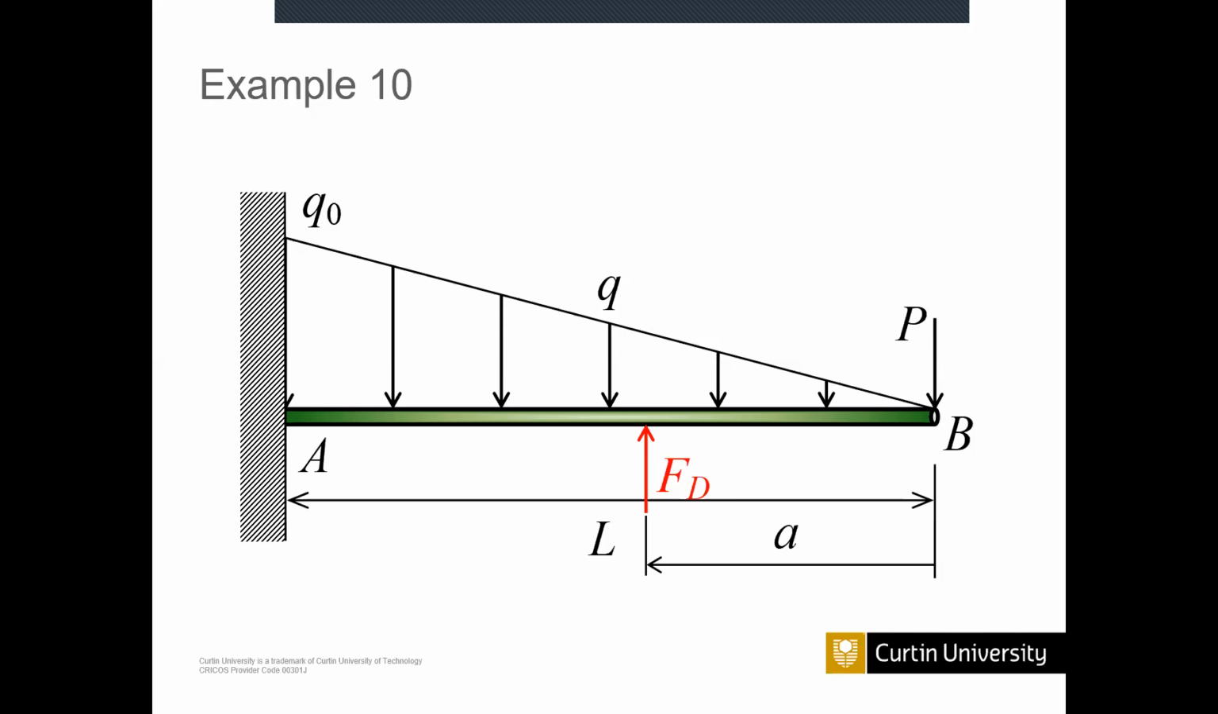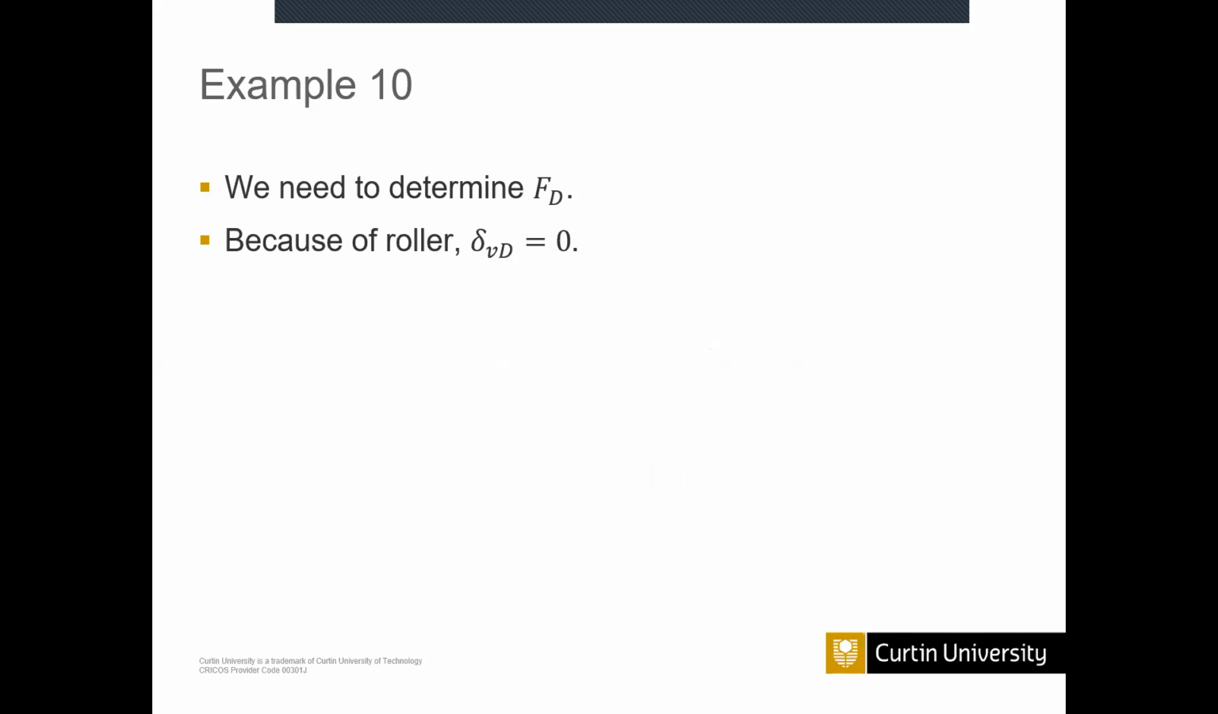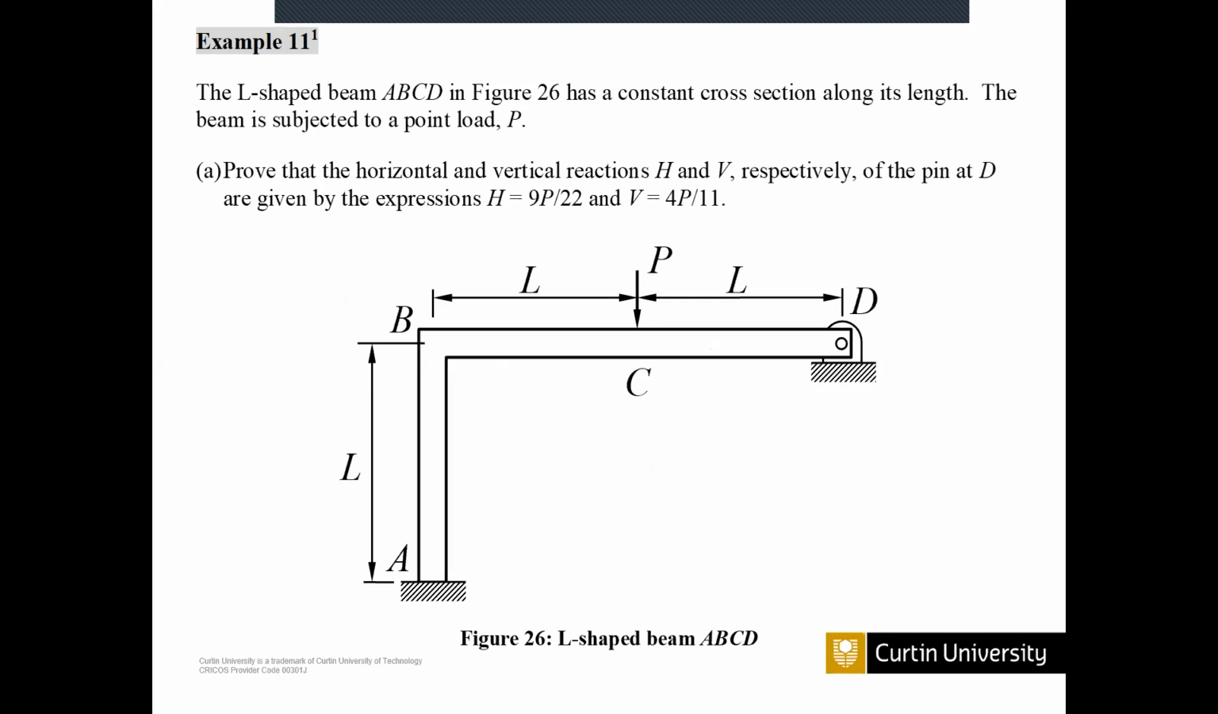Okay, sir. So in this case, the L-shaped beam ABCD in figure 26 has a constant cross section along its length. The beam is subject to point load P. You can see the point load somewhere here. So L-shaped, this is a different end support. This is a different end support.